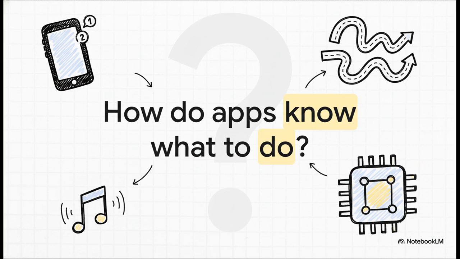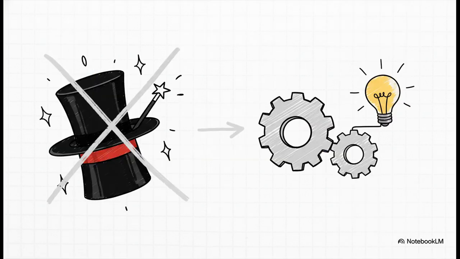Ever wonder how the apps on your phone just seem so smart? How do they know exactly when to pop up a notification, or map out the quickest route, or even queue up your favorite song? Well, spoiler alert, it's not magic. It's something far more elegant, actually. It's the power to make a rapid-fire series of simple, logical choices.